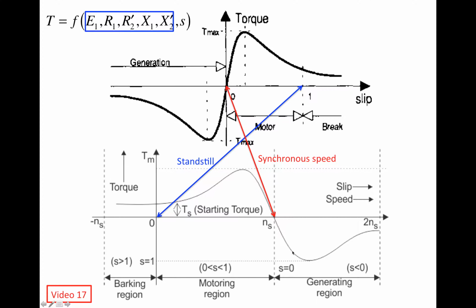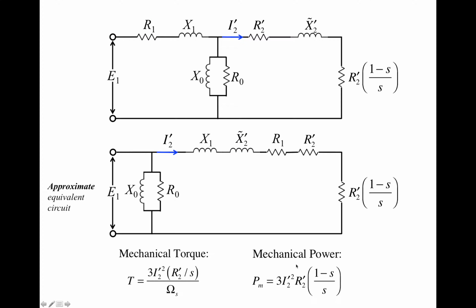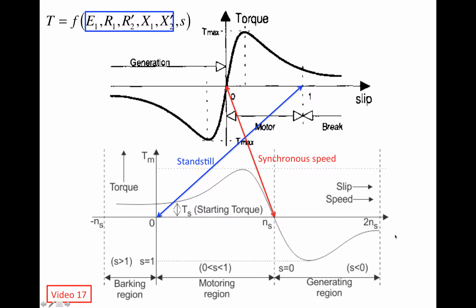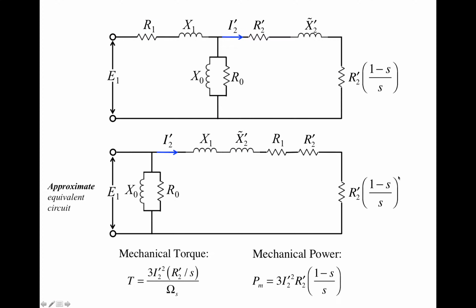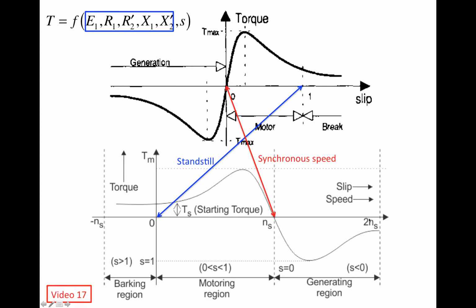And of course, when torque is negative, the power is also negative. When s is negative, 1 minus s is positive, but s is negative, so the power is negative. So when torque is negative, the power is also negative. What does negative power mean? It means the resistor is dissipating negative energy. Dissipating negative energy means that it's actually creating energy, and that energy is delivered by the rotating shaft that's driven by the wind turbine rotor.